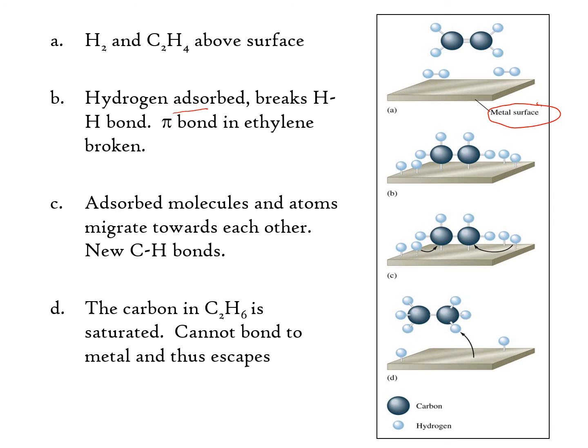So you have 3 hydrogens around your carbon, and then the carbon in C2H6 is saturated. It can't bond to the metal and therefore escapes. So you have all single bonds when a carbon is saturated.